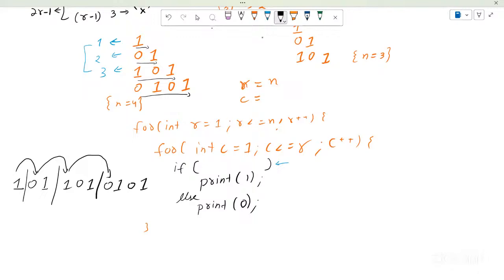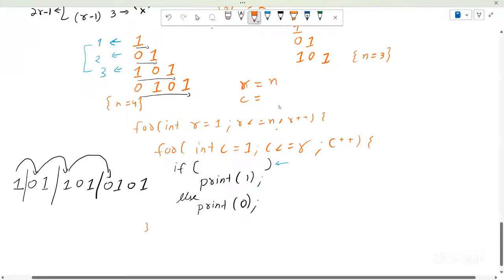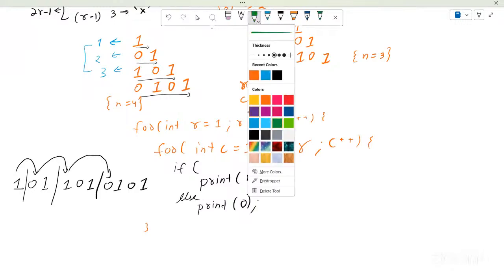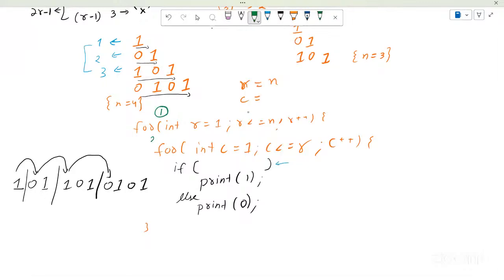So if something is changing based on the row, where should I write down the logic? There are three places. First, I can write it over here. Let me change its color. First, I can write it over here. Second, I can write it over here. Third, I can write it over here. So which position should I select? Out of these three positions, which position should I select?